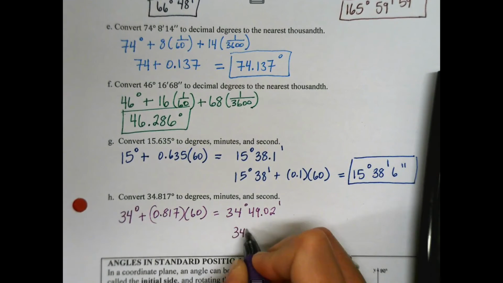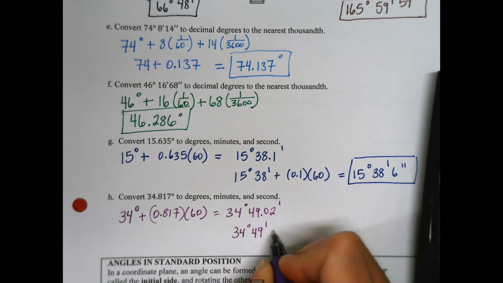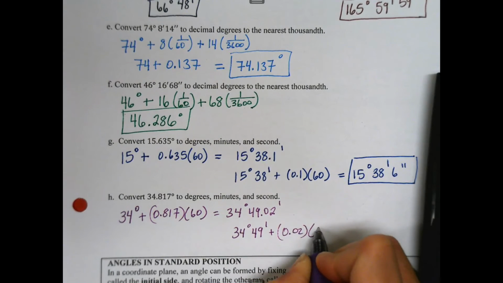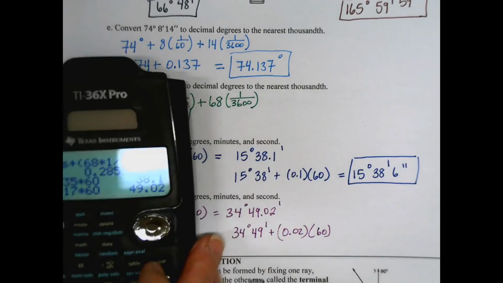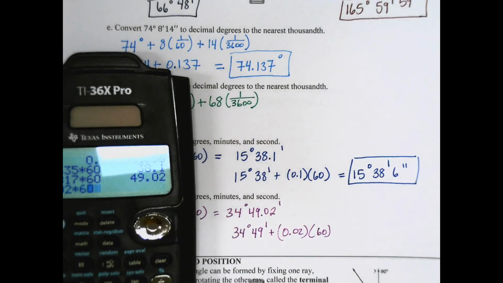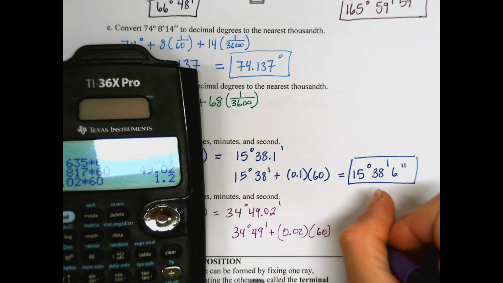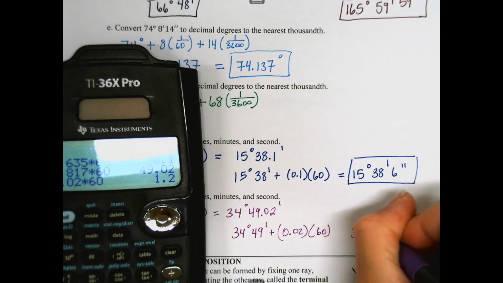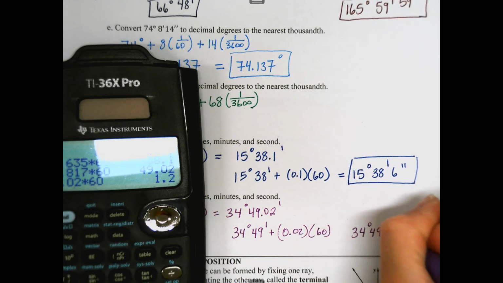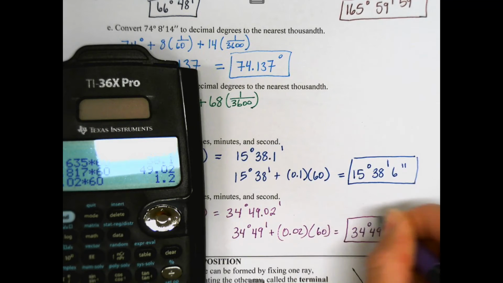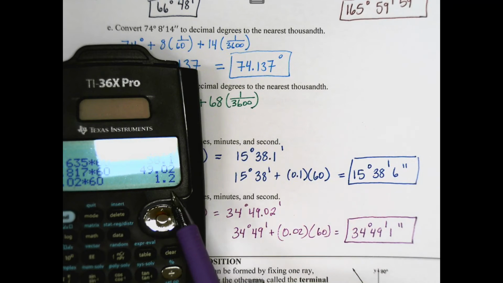And then we have to figure out what proportion of 60 is 0.02. So 34 degrees, 49 minutes, and 0.02 times 60. And we end up with 1.2. We end up with 34 degrees, 49 minutes, and 1 second. We're always going to round the seconds to whole seconds. So since it was 0.2, we're going to round down or stay at 1.